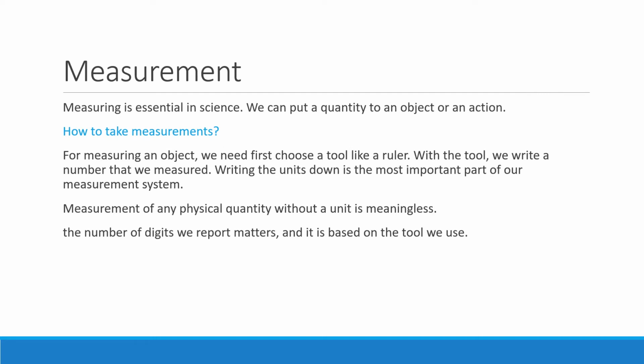Measurement. Measuring is essential in science. We can put a quantity to an object or an action. How to take measurements. For measuring an object, we first need to choose a tool like a ruler. With the tool, we write a number that we measured. Writing the units down is the most important part of our measurement system. Measurement of any physical quantity without a unit is meaningless. The number of digits we report matters, and it is based on the tool we use.